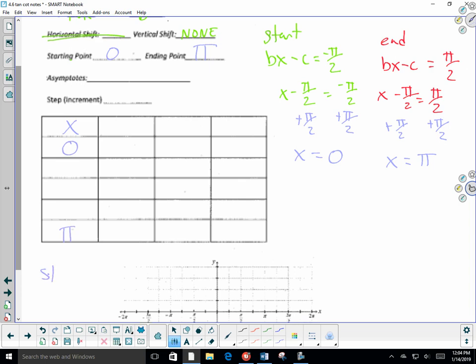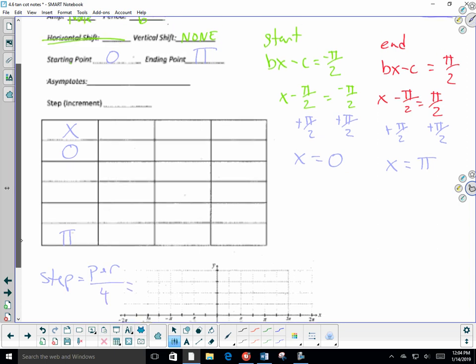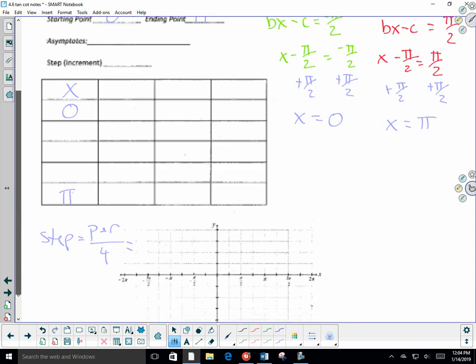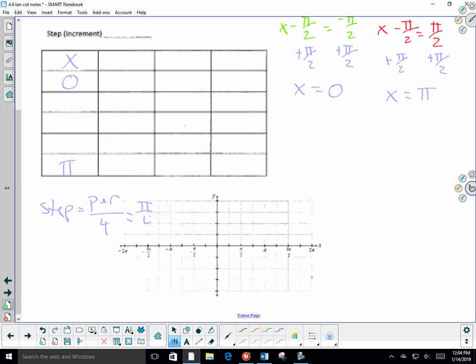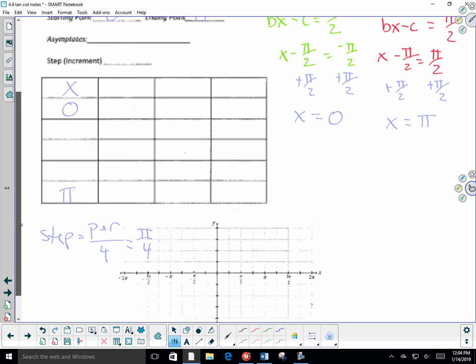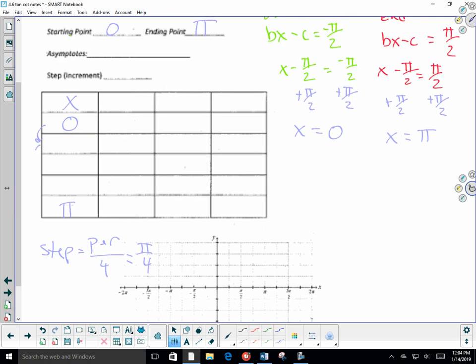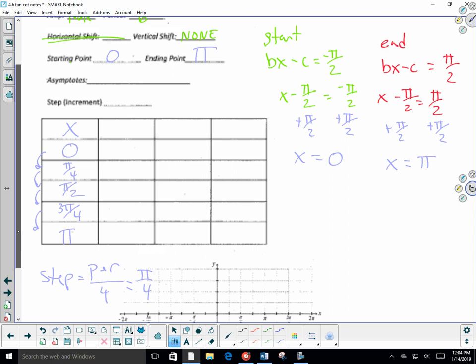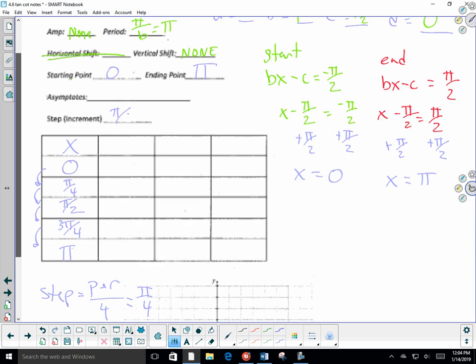The step is going to be period divided by 4. So in that case, this is going to be pi over 4. And so I just need to advance by pi over 4 each time here, right? So I'm going to have 1 pi over 4, 2 pi over 4, which reduces to pi over 2, 3 pi over 4, and add pi over 4 one more time, and we do get pi. All right, so step is pi over 4.